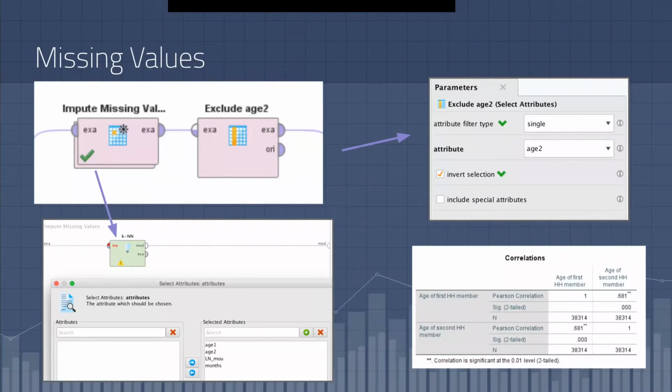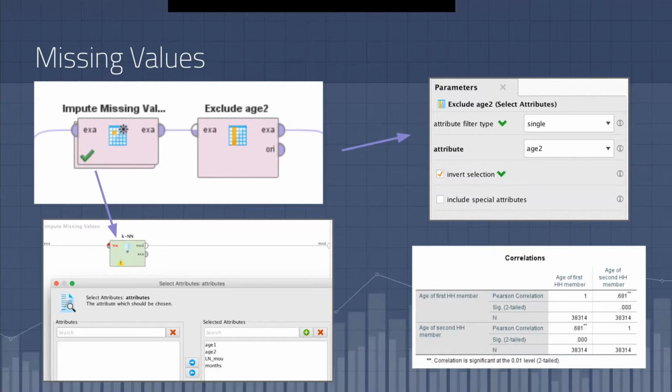We also had to deal with some missing values. Age 1, the age of the first household member, was the only variable we used that had missing values. It had 629, which was a significant amount. That 629 was 1.6% of the entire calibration sample, which meant we had to figure out a good way to deal with these missing values.